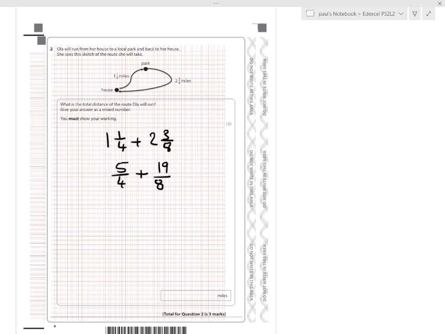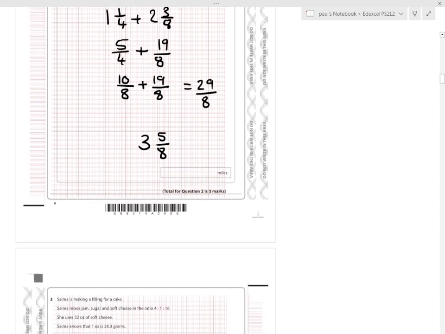Now the denominators have got to be the same, so I'm going to double the left hand one to be 10/8, plus 19/8, which is 29/8. Now we've got to change it back into a mixed number. 29 divided by 8, well 3 8s are 24 with 5 left over, so it's 3 5/8 miles. Okay, next one.